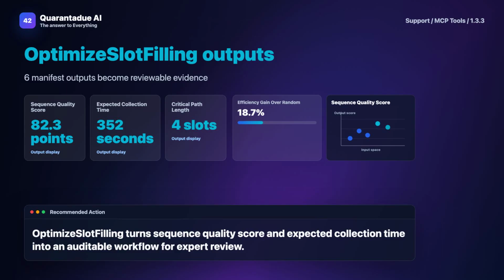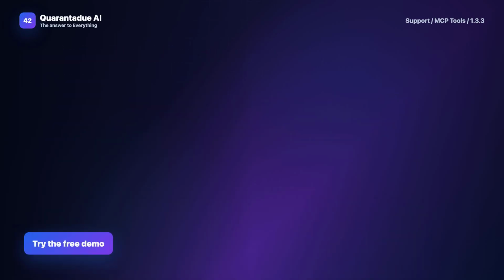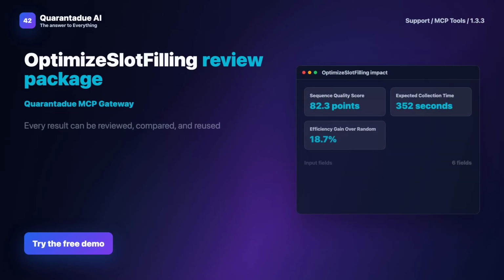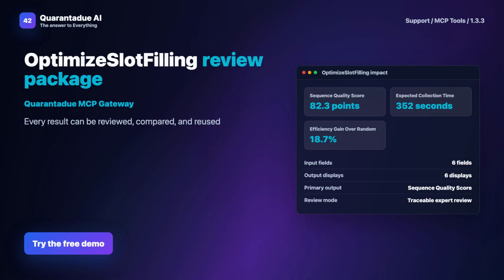Optimized slot filling returns structured outputs such as sequence quality score, expected collection time, efficiency gain over random, critical path length, and slot dependency matrix. These outputs are designed to support review, reporting, comparison, and follow-up actions.